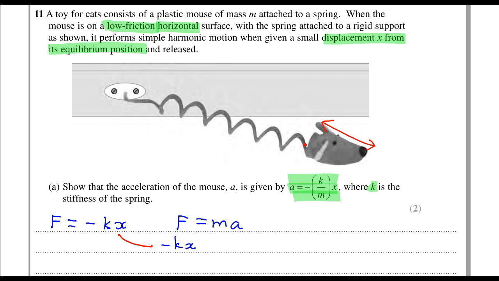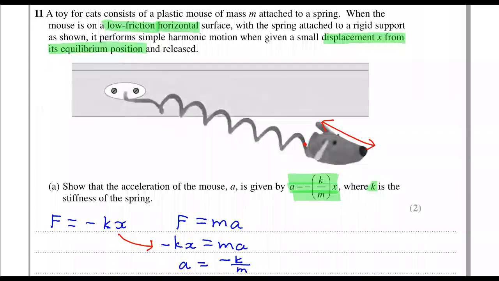so that goes as our resultant force, and we say it's ma. Then we can make a the subject, which will give you, dividing by m, a equals minus k over m times x.